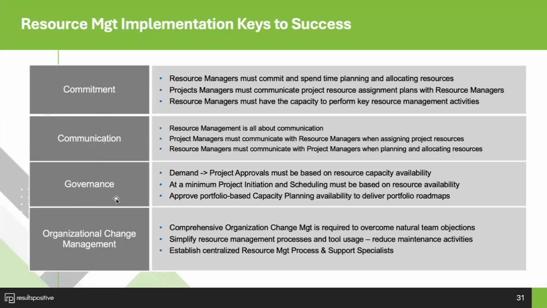Governance is really key. So what we found for implementing resource management, key to success, is really we shouldn't be approving projects if we don't have the available resources. And so that might let less projects through the pipeline. But what we found, that's going to accelerate the actual delivery of projects because you don't have as many that have actually been approved in the pipeline.